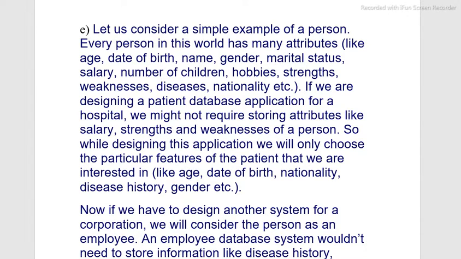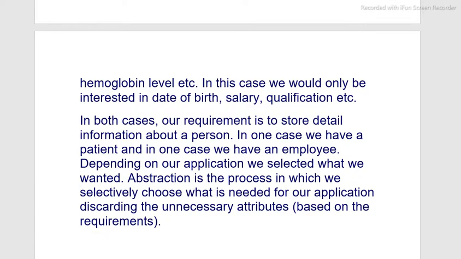Now if we have to design another system for a corporation, we will consider the person as an employee. An employee database system wouldn't need to store information like disease history. So this is another database system, which is of an employee. The first was of that patient, and this is of an employee. An employee database system wouldn't need to store information like hemoglobin level, etc. In this case, we would only be interested in date of birth, salary, qualification, etc.